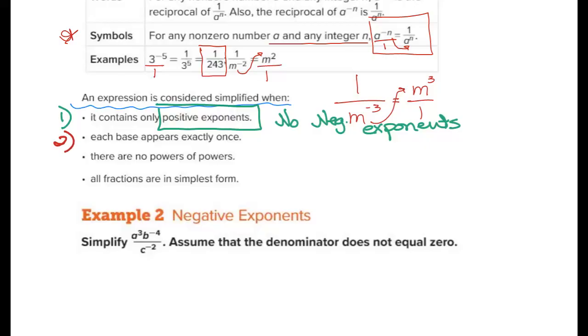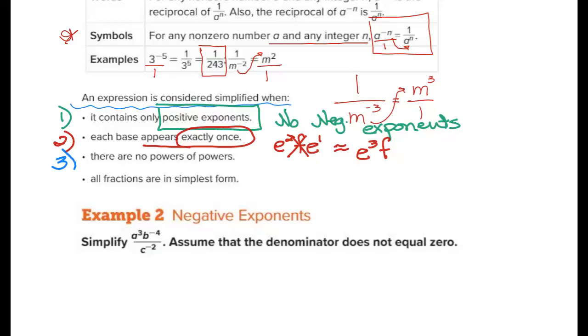Number 2, each base appears exactly once. Okay? So you can't have e to the 2nd, f, e to the 1st. You would be able to simplify that, right? Because they're being multiplied, it would be e to the 3rd, f. So you only can have one variable written once.